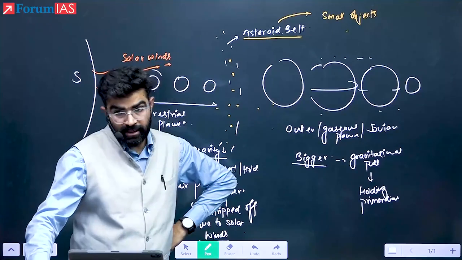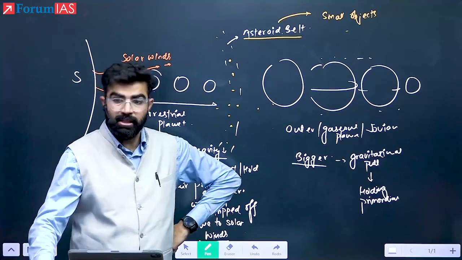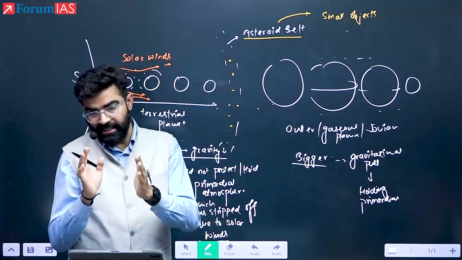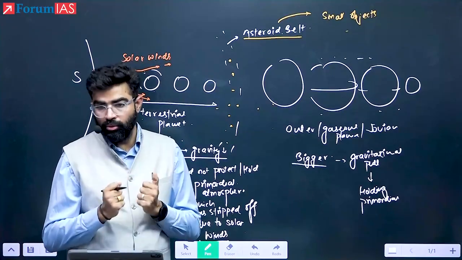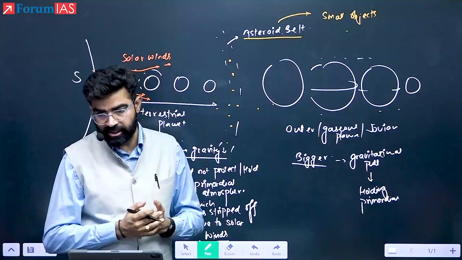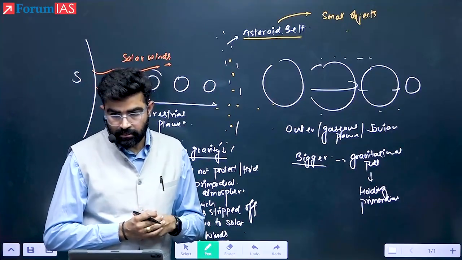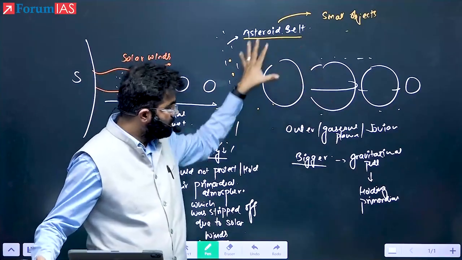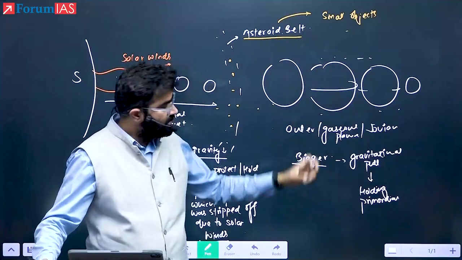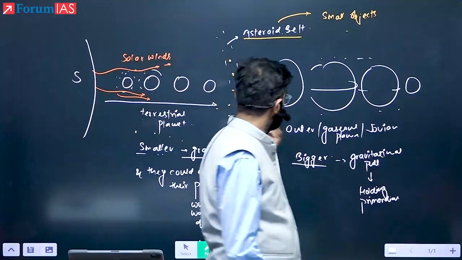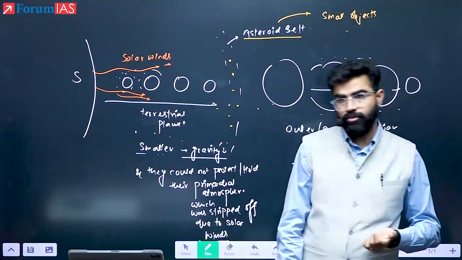If the size is small but they have more mass, then they will have more gravitational pull. But still, when you compare the whole mass, they will come here. Okay, so it is the asteroid belt which is located in between Mars and Jupiter.